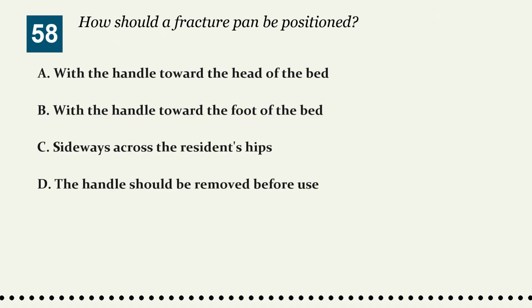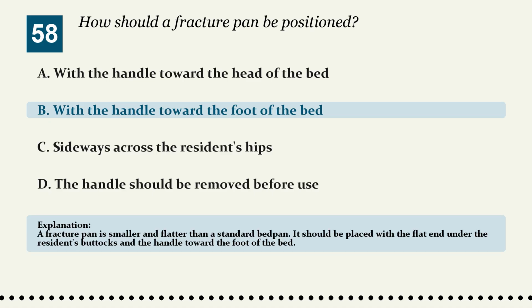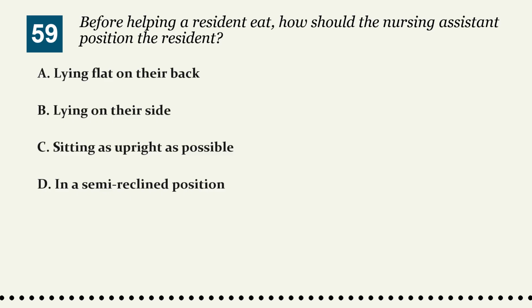Question 58. How should a fracture pan be positioned? Option A, with the handle toward the head of the bed. Option B, with the handle toward the foot of the bed. Option C, sideways across the resident's hips. Option D, the handle should be removed before use. The correct answer is option B, with the handle toward the foot of the bed. A fracture pan is smaller and flatter than a standard bedpan. It should be placed with the flat end under the resident's buttocks and the handle toward the foot of the bed.